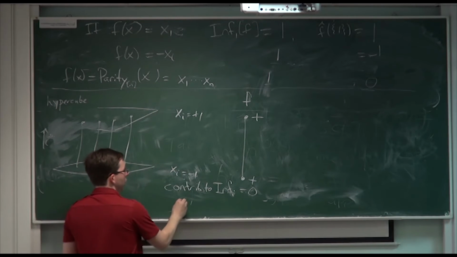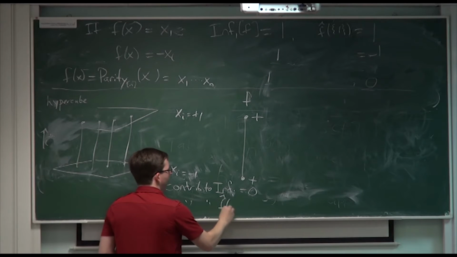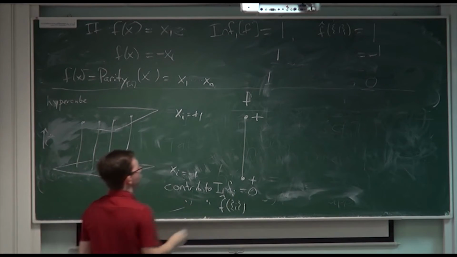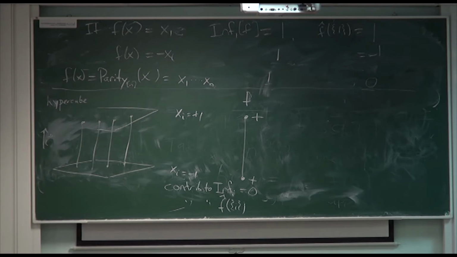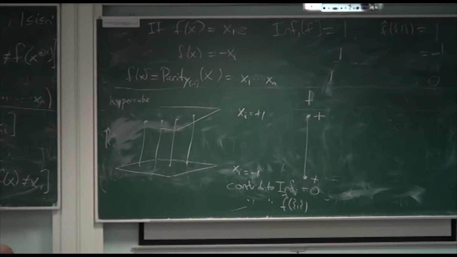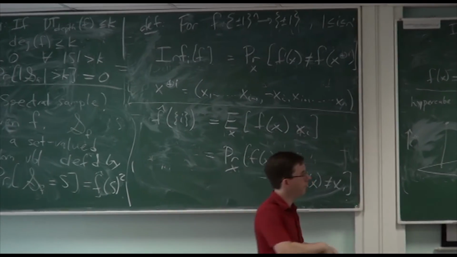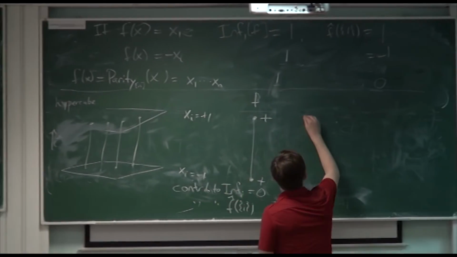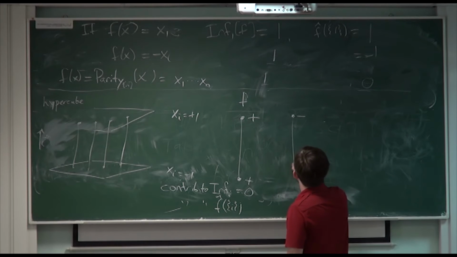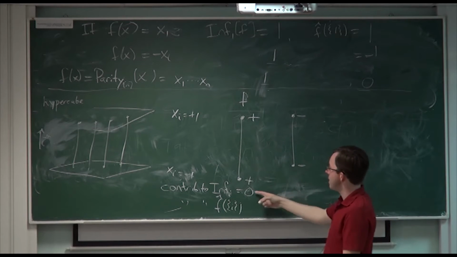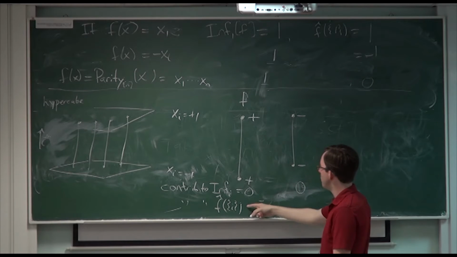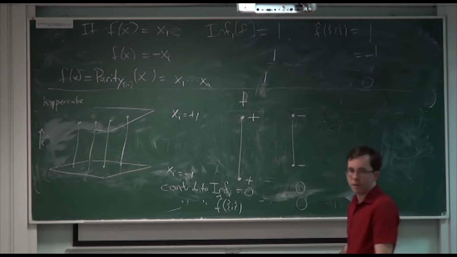And also the contribution to f hat on the singleton set I is also 0, because if you look at this edge, one time you're getting that f of x equals xi on the top, and one time you're getting that it's not equal, and then you're subtracting them, so they cancel out. I'm imagining computing these two things, influence and this thing, edge by edge. Similarly, for another edge, it could be that f is minus here and minus here, in which case the contribution to the influence is again 0, and the contribution to f hat I is 0.